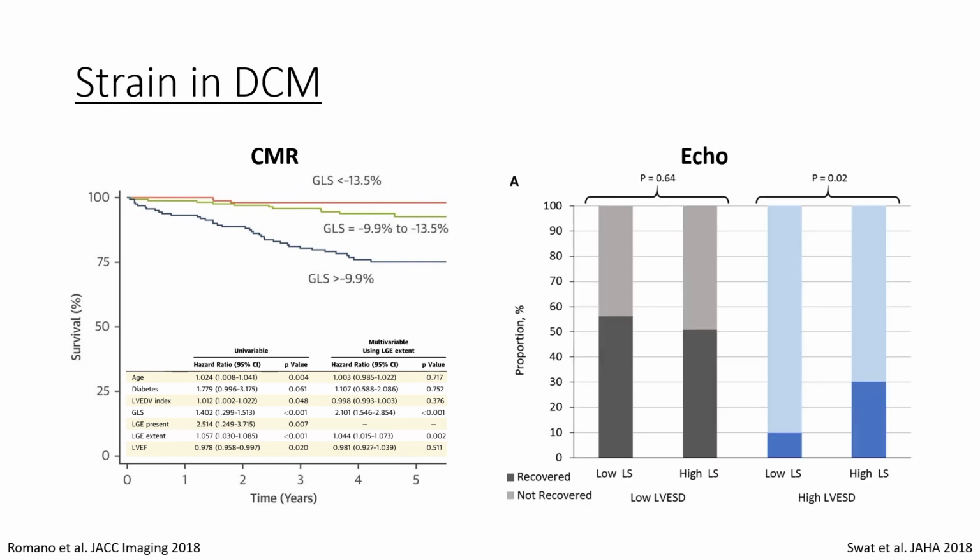In the echo literature, one study here by Swat et al. looked at strain, low versus high, in patients with dilated cardiomyopathies and found that the chances of reverse remodeling or recovery of LV systolic function were substantially reduced, only 10%, in patients that had reduced strain at baseline, whereas those that had better strain at baseline had a 3-fold increase in likelihood of reverse remodeling.